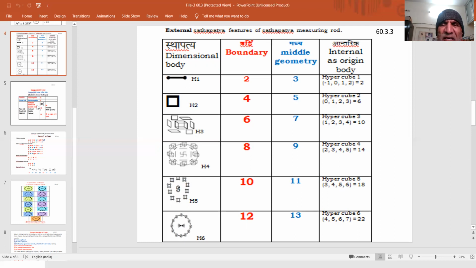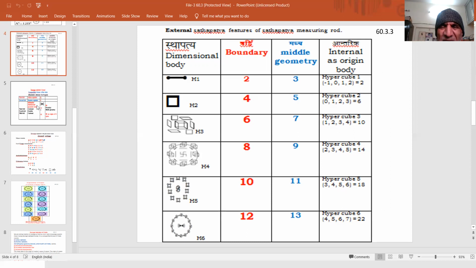The hypercube 2 square is having 4 boundary components, so value 4 for external characteristics, value 5 as the middle geometry for the middle characteristics, and as hypercube as origin of the next body is value 6.